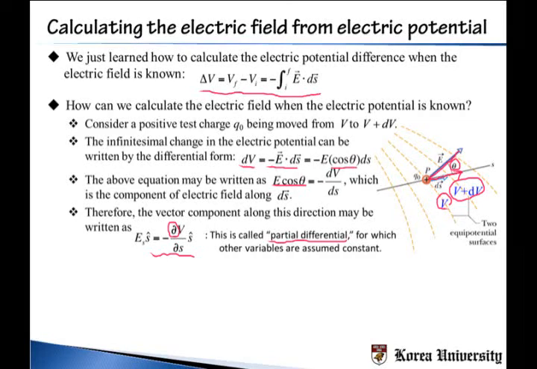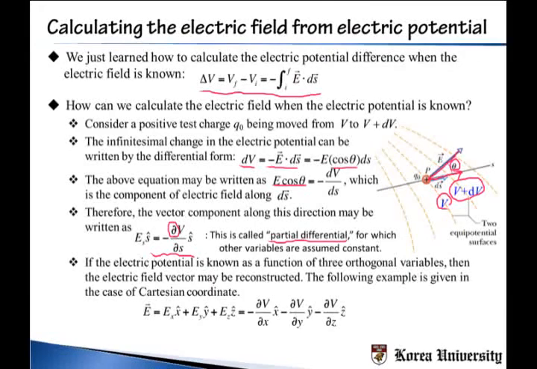Now that you have learned how to get the electric field component along a particular direction, just remember you have to repeat this along the X, Y, and Z directions. Once you have done that, you can combine the electric field components along the three directions using the unit vectors, and get the final full electric field.